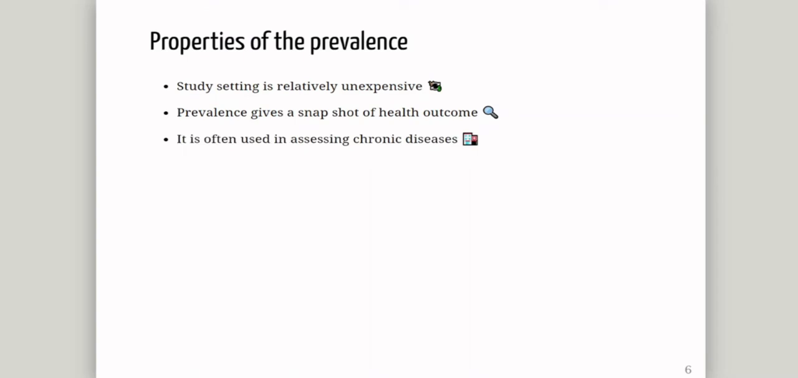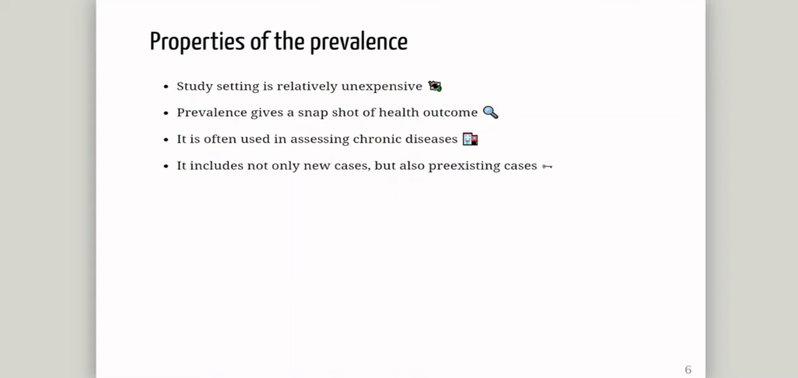Another important characteristic is that it's often used to assess chronic diseases. This is because with other methods like incidence, which is shown as well in this module, sometimes we don't know exactly when a particular chronic disease has started. Think, for instance, about arthritis. It's very difficult to determine the exact moment when a chronic disease started in one person. So when we estimate prevalence, we also include pre-existing cases of the disease.